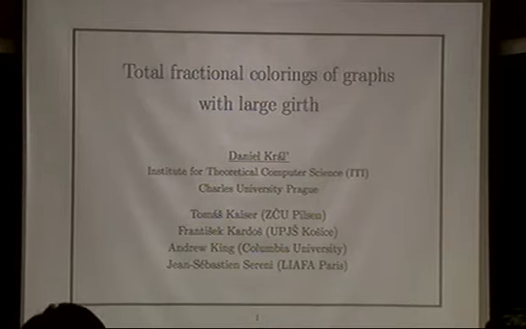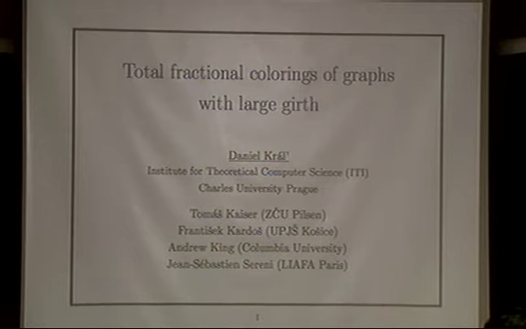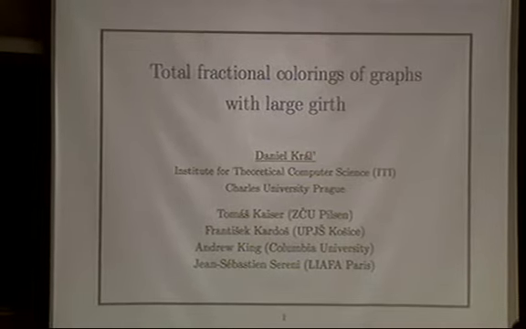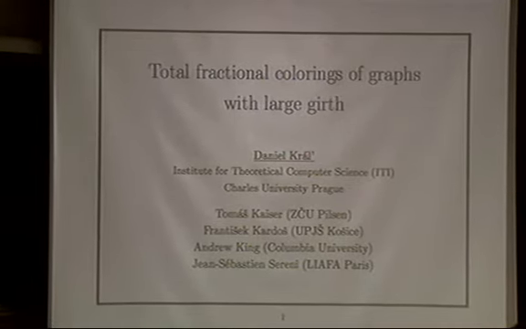So one of them is Tomáš Kaiser from the University of West Bohemia in Pilsen. Another one is František Kardoš from the University of Pavel Josef Šafárik in Košice. And Andrew King, who is now a postdoc in Columbia University and just got his PhD from McGill, and Jean-Sébastien Sereni, who is a CNRS researcher in Paris.